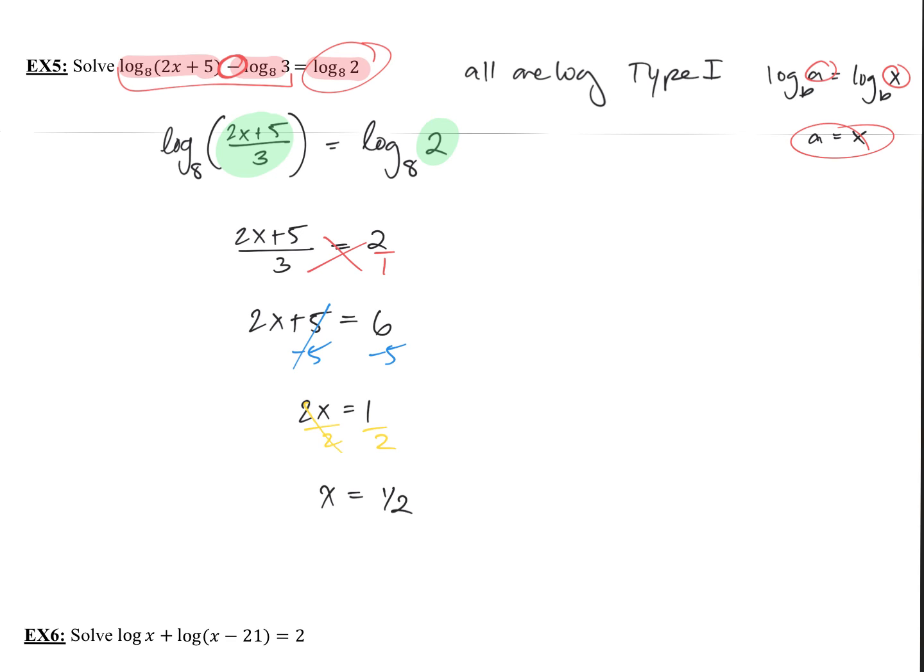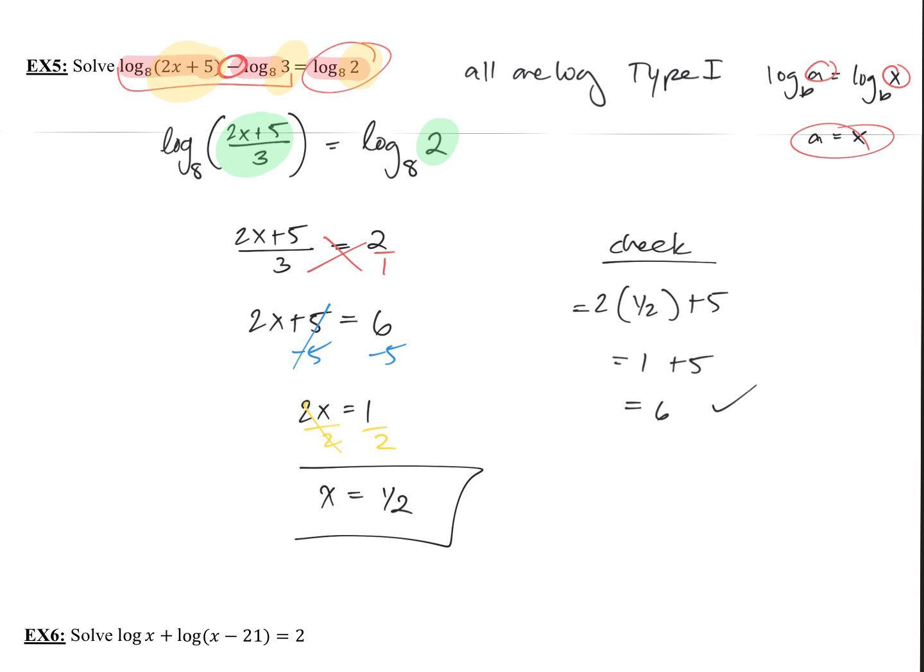Let's see. Once again, this is a logarithm. We have to check that it doesn't make any of our arguments negative. Well, this one right here, there's no x in there, no x in there. There is an x in this one. So let's go ahead and check. 2 times a half plus 5. 2 times a half is 1, plus 5 is 6. Okay, so that's positive. It works out. Our answer is good.